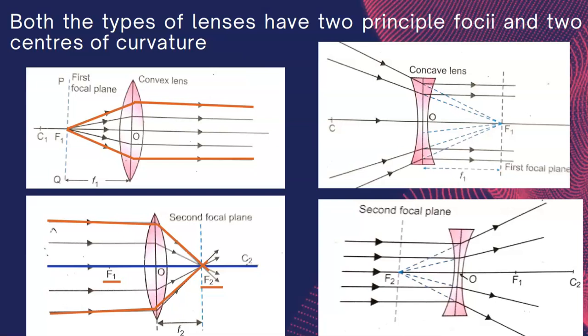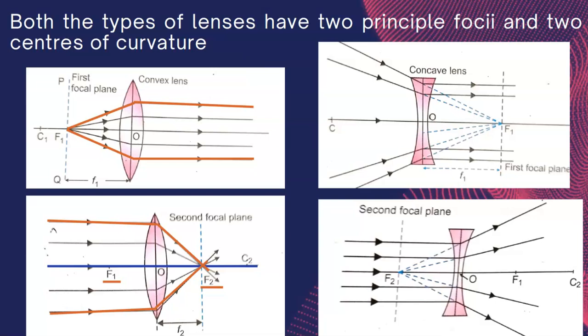We should also remember every convex lens has two principal foci and two centers of curvature. Center of curvature is the point exactly behind the principal focus, which is double the distance from the optical center.